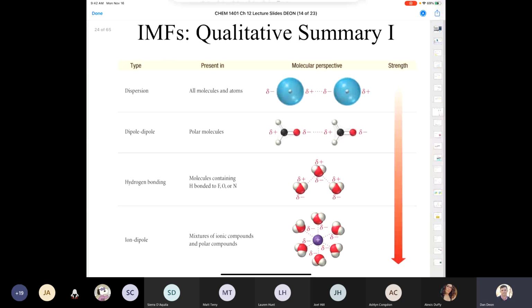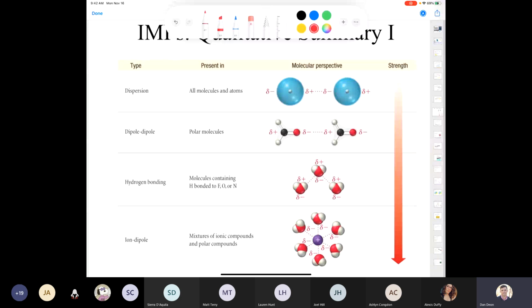The weakest of all the intermolecular forces are London forces, okay? So dispersion forces, this is the same thing as London forces. It's the exact same thing. Sometimes we call them London dispersion forces. They all mean the exact same thing. They are present in everything. All molecules and atoms have London forces, okay? So you can always write that down as one of the intermolecular forces of every molecule, every atom, okay?